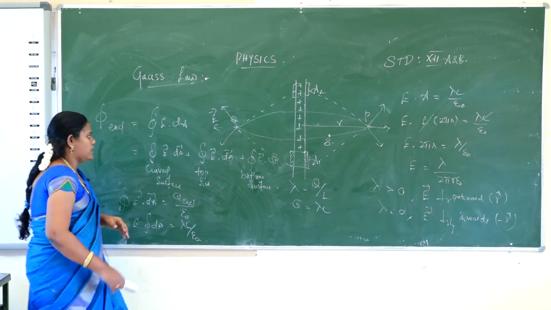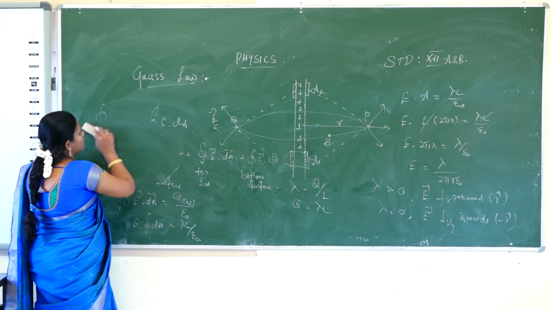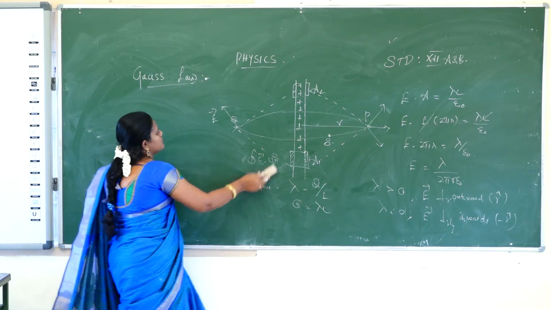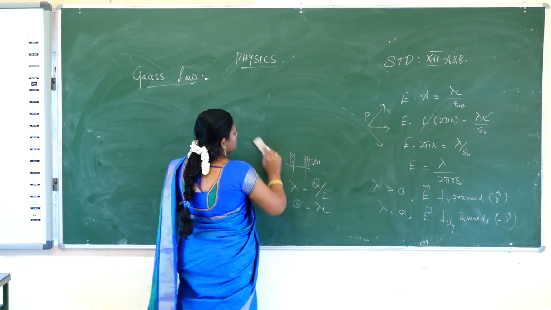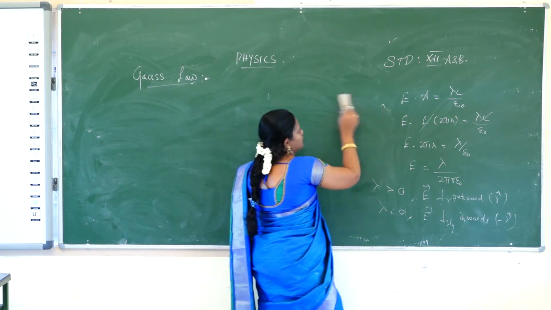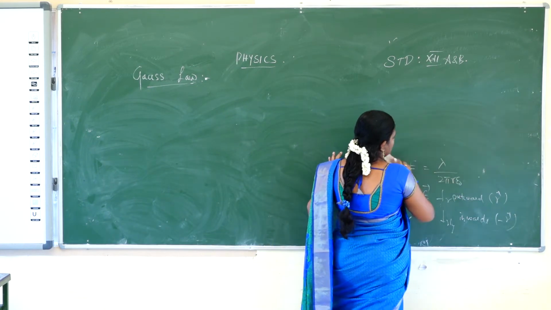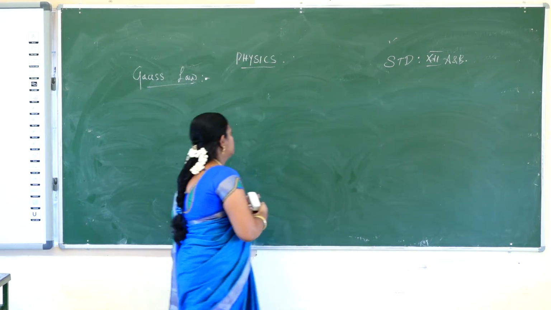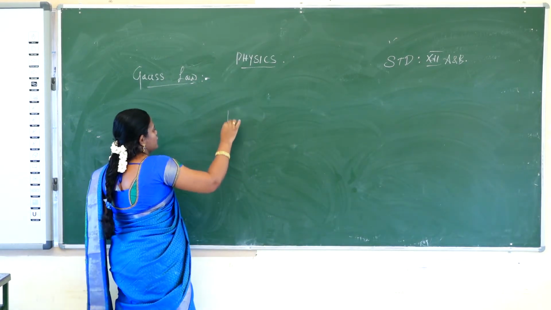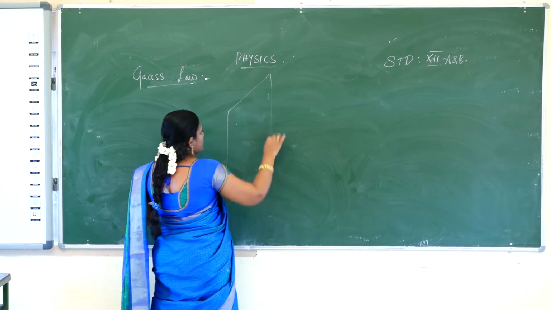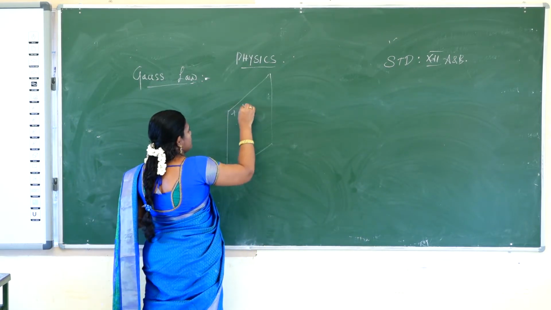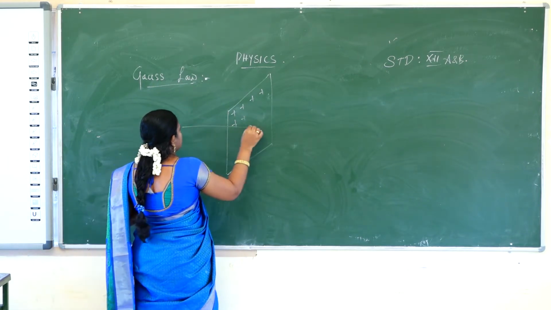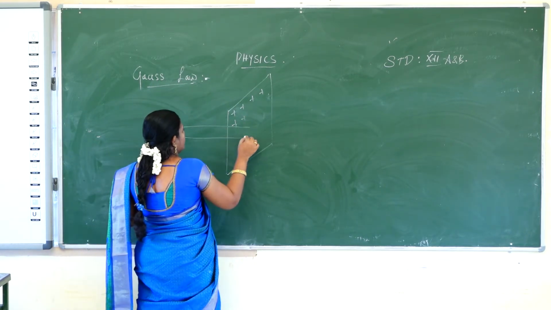This is case 1, and now take another case, that is, an infinite plane sheet. We consider the infinite plane sheet having some charge. We consider the Gaussian surface at the center part only.